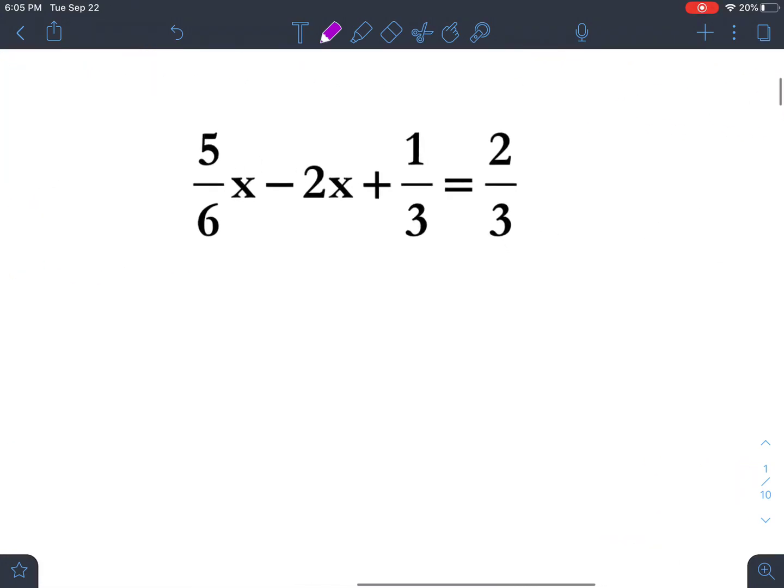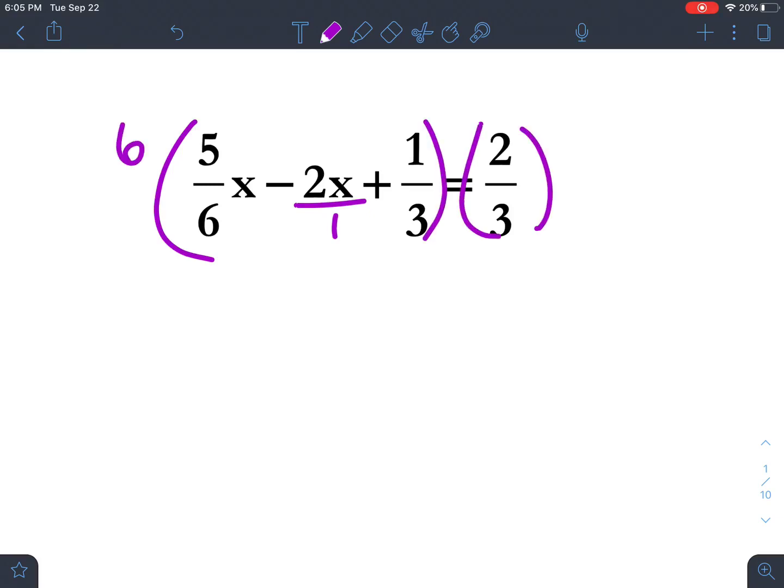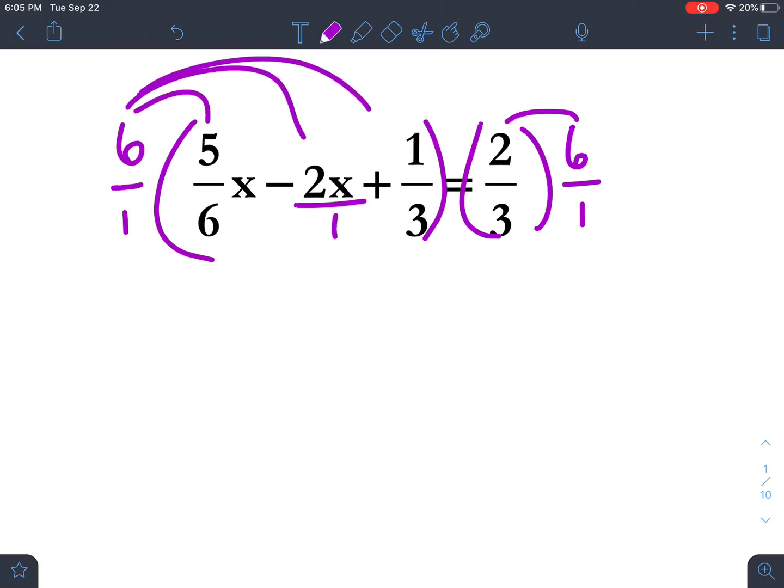Okay, let's take a look at one with fractions, okay? Obviously, you could leave the fractions and deal with it. My recommendation is multiply through by that least common denominator. So right now we have 6, 1, and 3. So overall, my least common denominator would be 6. So multiply both sides by 6 over 1. And you're going to distribute that to every piece. And let's see what we get. If you can immediately simplify, feel free. I'm going to show my work a little more.